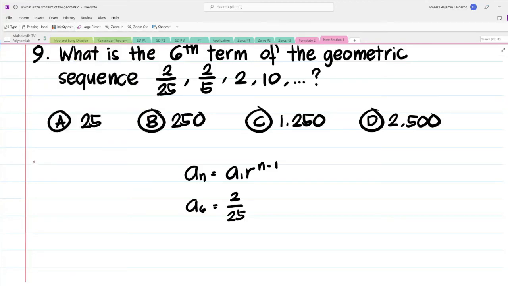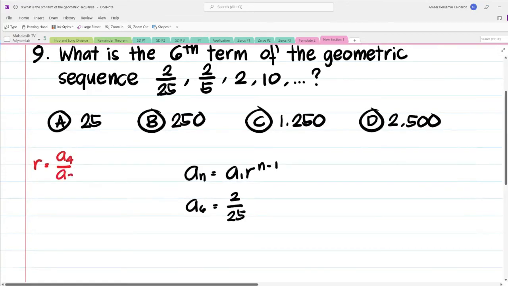But r is just calculated by dividing any two consecutive terms. So I'll use a sub 4 over a sub 3 for a simple reason that they are both whole numbers. Di ko gustong mag-divide ng fractions. Mahirap. So 10 over 2. So r is equal to 5.